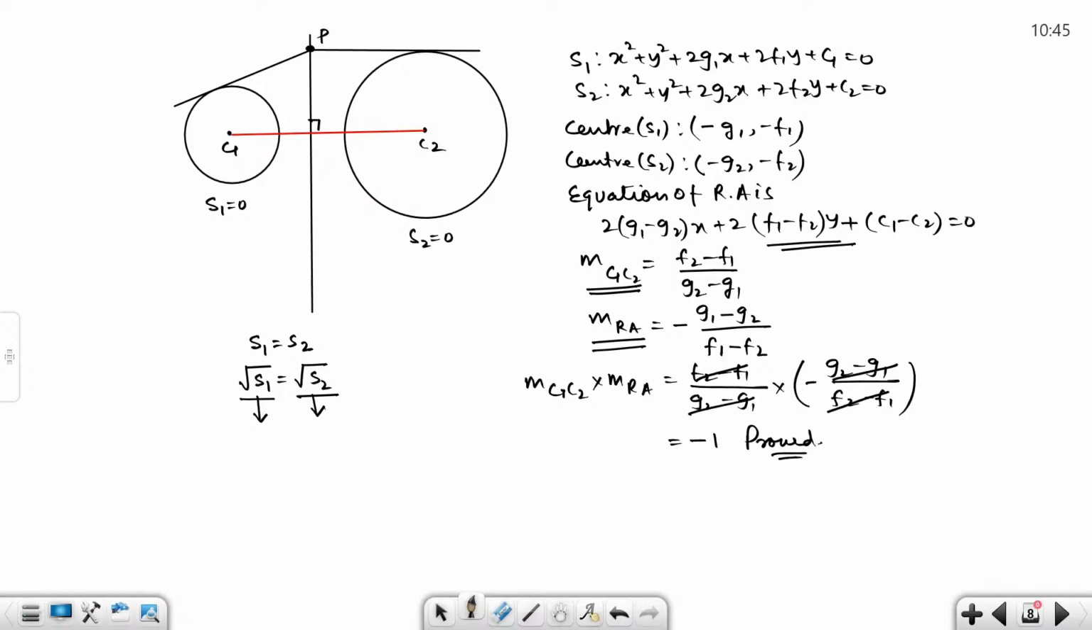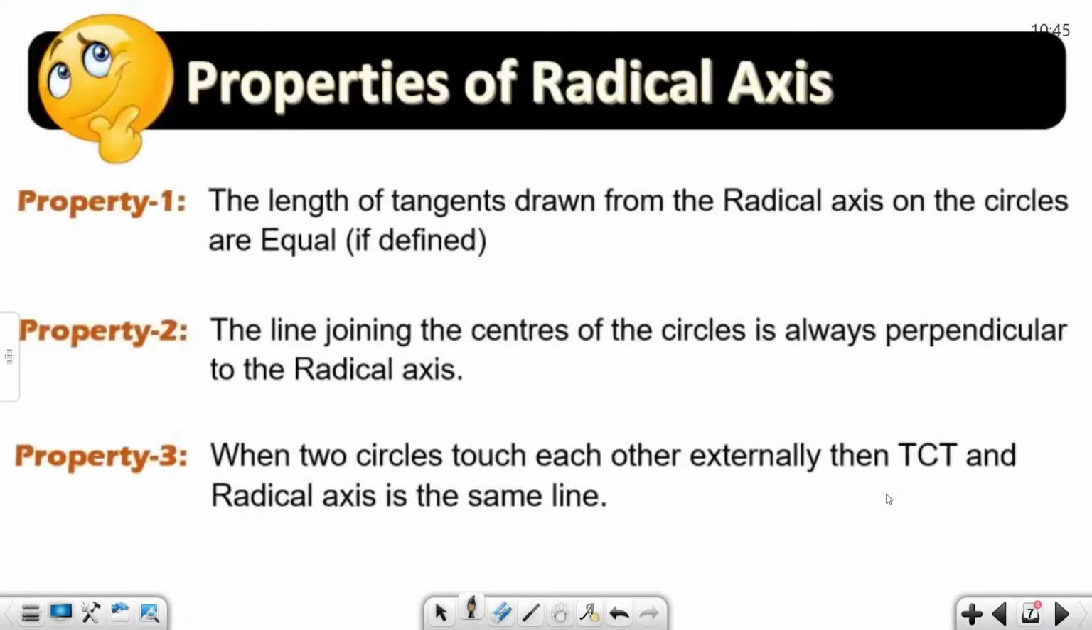Is it clear to all? So that was our second property for the radical axis. The line joining the two centers of the circles is always perpendicular to the radical axis. Okay? Now, the third property says that when two circles touch each other externally. Okay, so let me just draw two circles first, which touch each other externally.